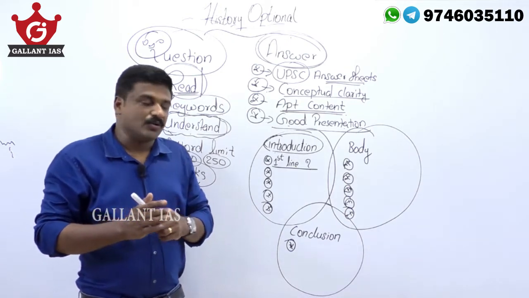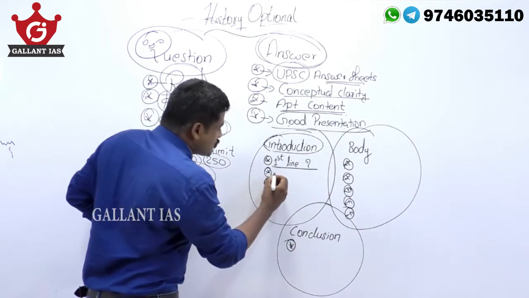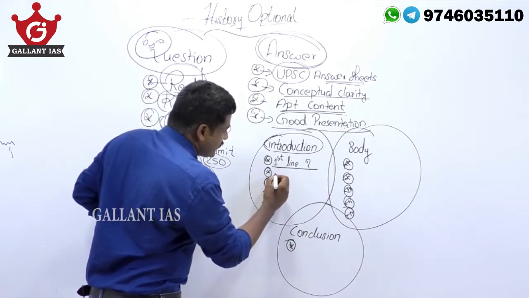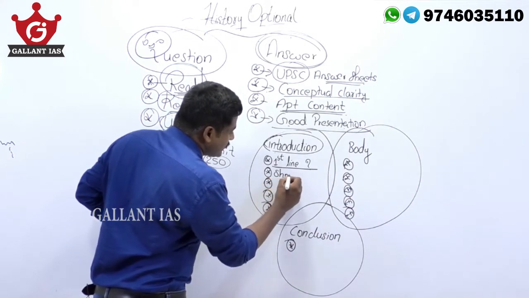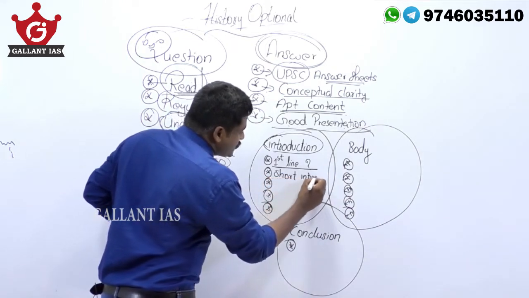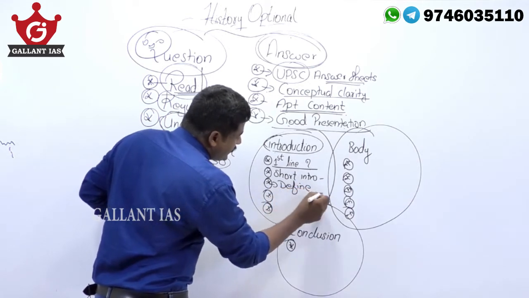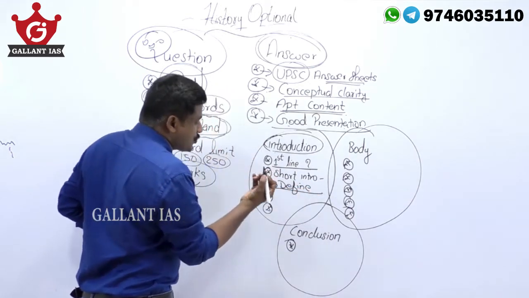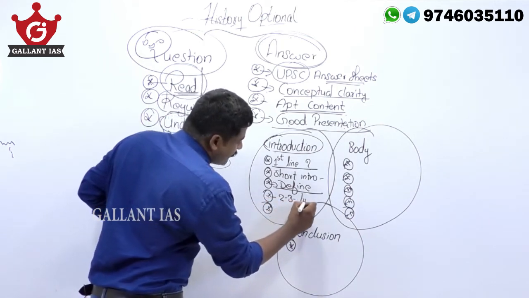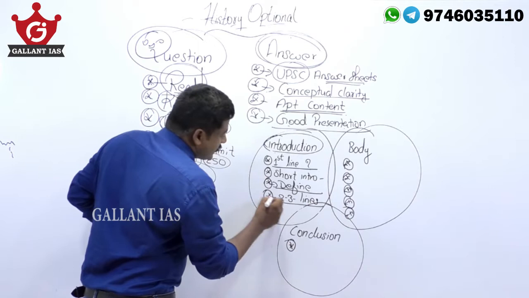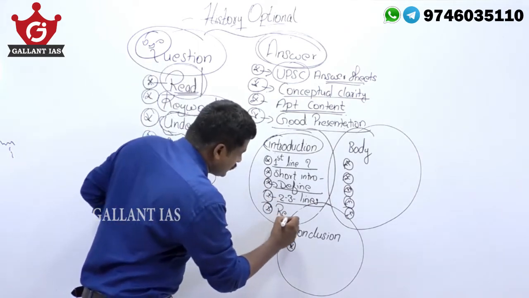So, let me tell you, when it comes to introduction, your introduction has to be very concise and precise, okay? It should be a very short intro, just to define these key terms in the question. Make it into 2 to 3 lines, enough, okay? 2 to 3 lines, and be realistic, I would say.